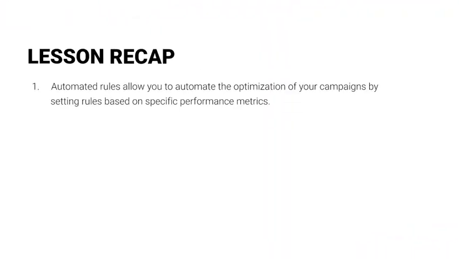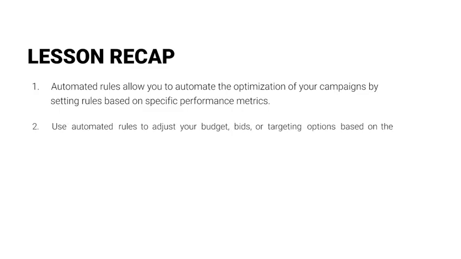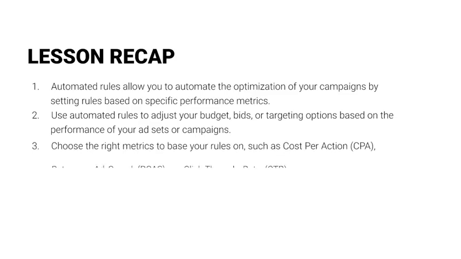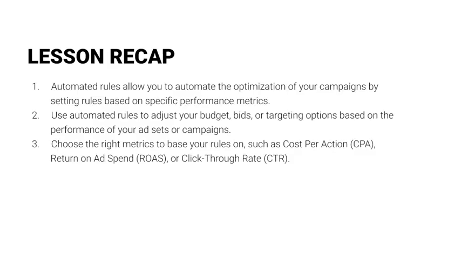All right, recap. So automated rules allow you to automate the optimization of your campaigns by setting rules based on specific performance metrics. And you can use automated rules to adjust your budget, bids, or targeting options based on the performance of your ad set or campaigns. Also, choose the right metrics to base your rules on, such as cost per action, return on ad spend, or click-through rate. I mentioned this before in the lesson.